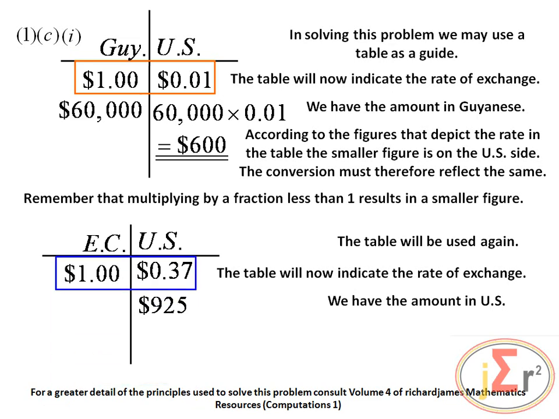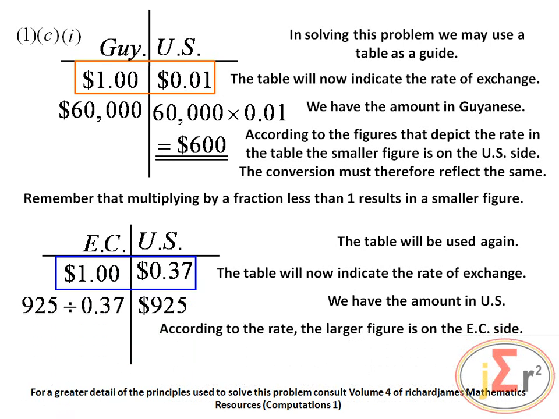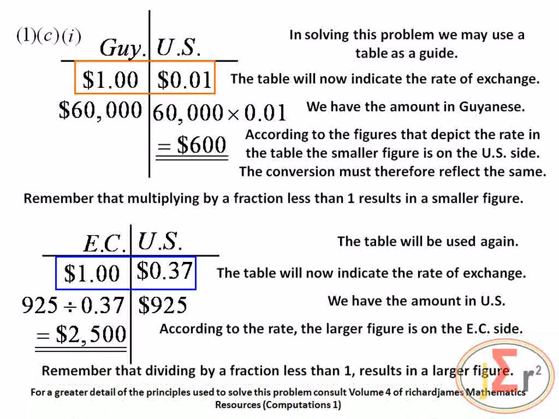So how do we get a larger figure? 925 divided by 0.37, and that gives 2,500. Of course, again, we may be thinking just off the top of our heads that if we are dividing, the figure should be smaller. But do not forget that when we are dividing by a fraction that is less than 1, the result is going to be a larger figure.